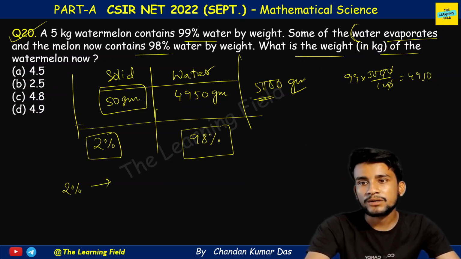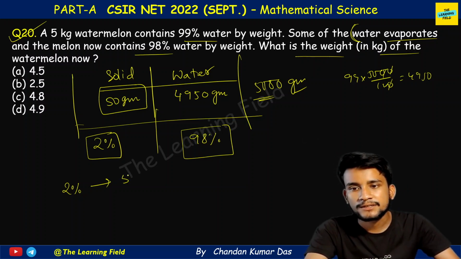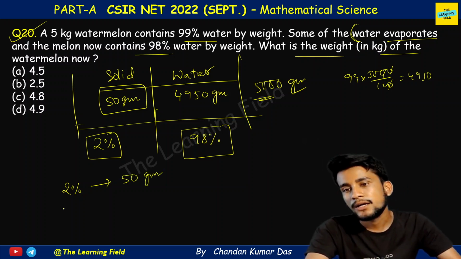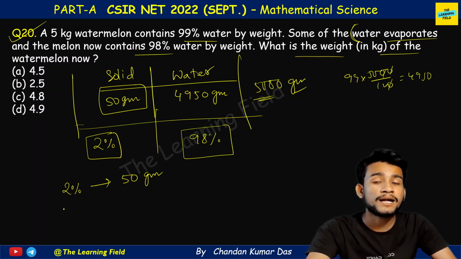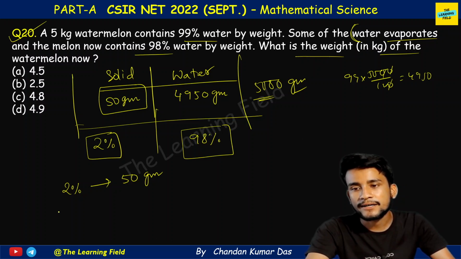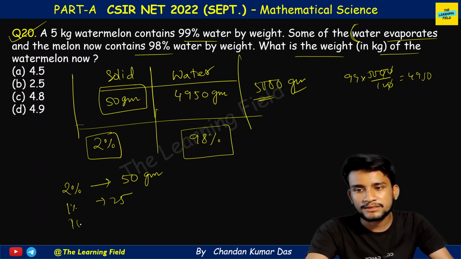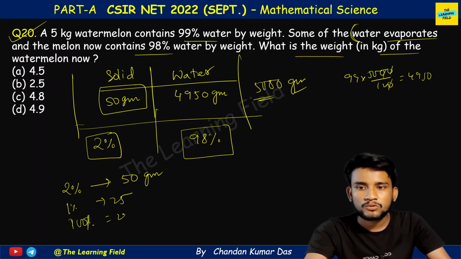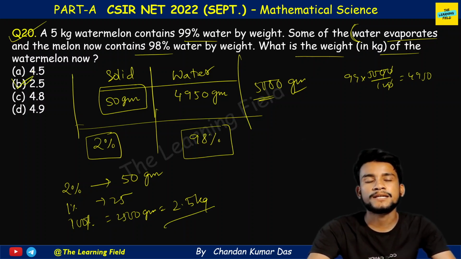What is the weight of the watermelon now? So 2% means 50 gram. Okay, and therefore 2% of this means 50 gram. We have to find the 100% of this. So 2% means 50, therefore 1% means 25, and 100% means 2500 gram, which is equal to 2.5 kg. So this is the answer, 2.5 kg, option B.